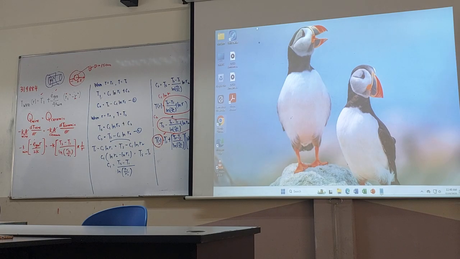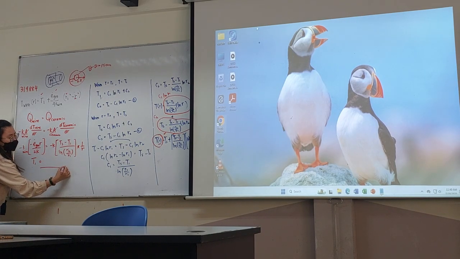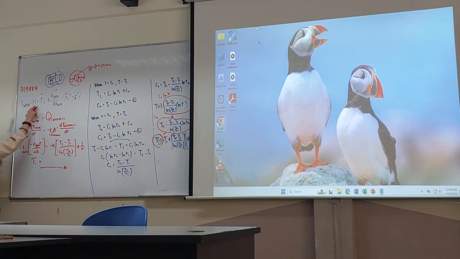Okay, so you get your T1. Then you get your T1 already. Supposedly you should not get 0. So substitute here, then you get your R, and you get your temperature at the center. So you calculate when R equals to 0, and you get your temperature here.